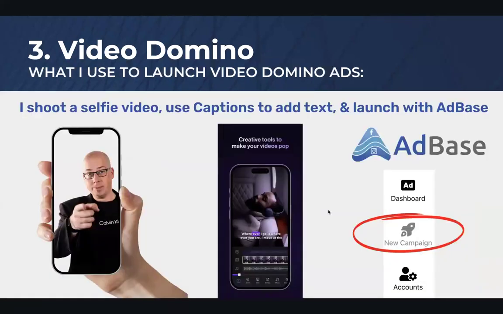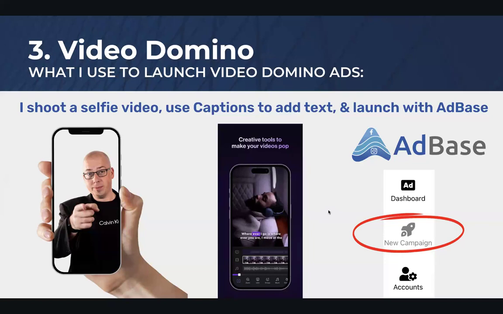So here's how I launch a video domino ad. Are you ready? I'm going to give you the step by step because it's really easy to do and you should definitely take action on this. First, I shoot a selfie video. I literally just pull up my cell phone, an iPhone, and shoot a selfie video. Then I upload that iPhone video to Captions, which is an iPhone app. If you go to the Apple Store and search for Captions, boom, there it is.